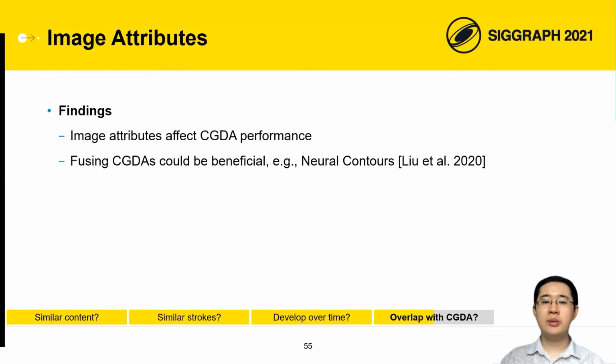To sum up, image attributes affect CGDA performance. This shows our dataset's value for identifying extensions to NPR and image processing algorithms that better approximate drawing, such as fusing different algorithms.